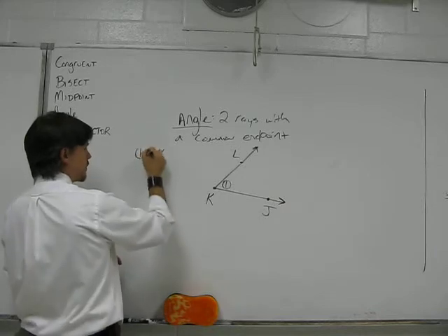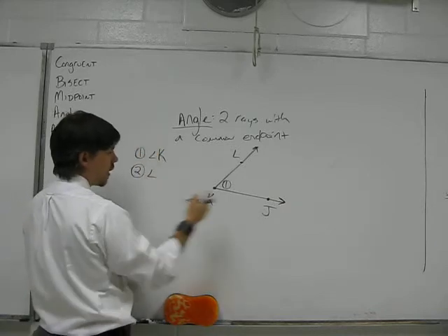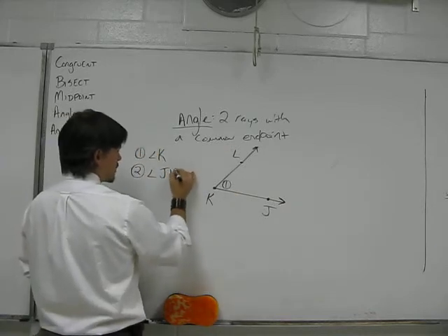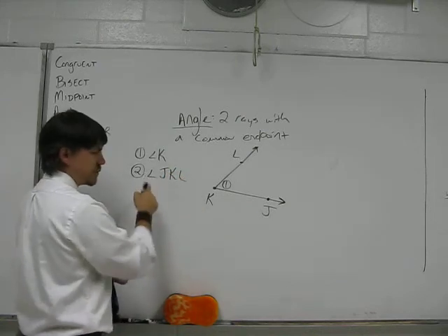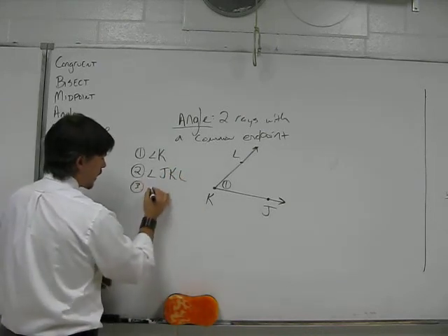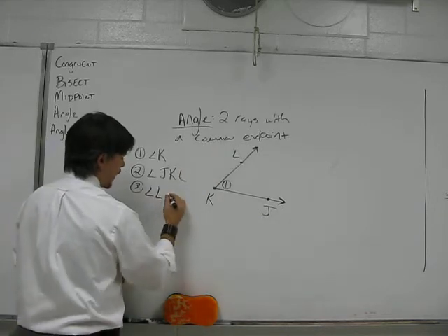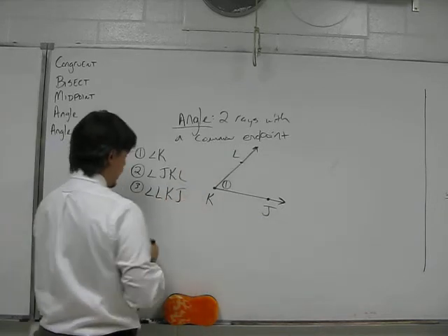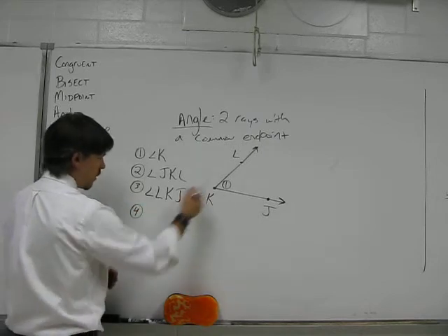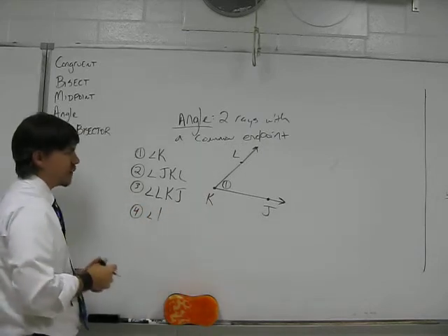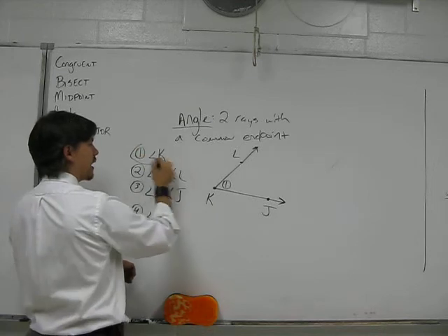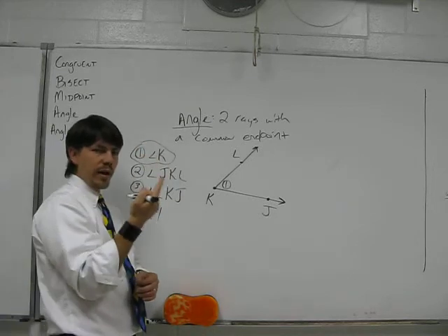Number 2, I can call it angle JKL. So this little angle symbol represents the angle. Number 3, I can call it what else? That's right, LKJ. So angle L to K to J. And number 4, I could just call it angle 1, and that's good enough. Now I can get away with calling it angle K as long as there's only one angle K.